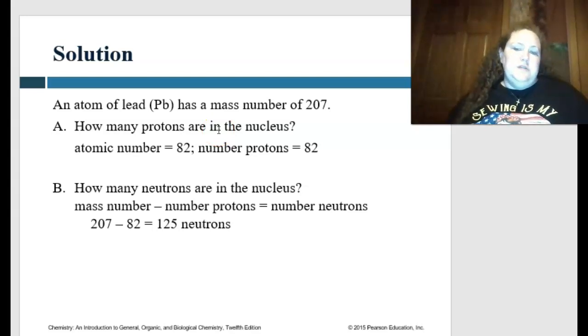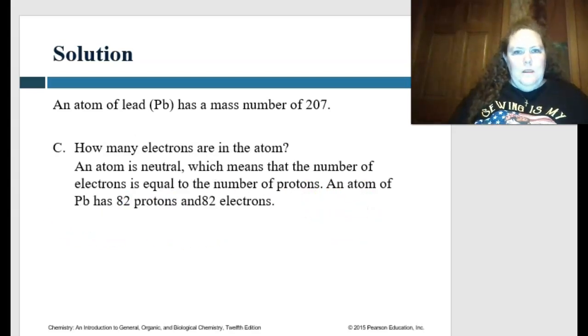And so how many neutrons are in the nucleus? That would be the mass number minus the number of protons to give you the number of neutrons. So that'd be 207 minus 82 to give you 125 neutrons. And how many electrons would be in each of them? The atom is neutral, which means that the number of electrons would be equal to the number of protons. An atom of lead has 82 protons and 82 electrons.